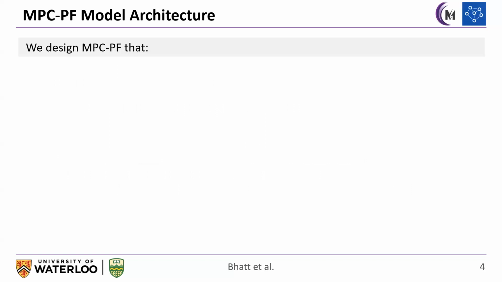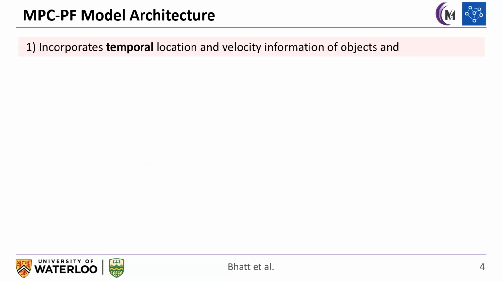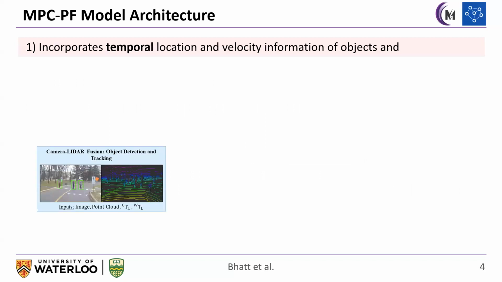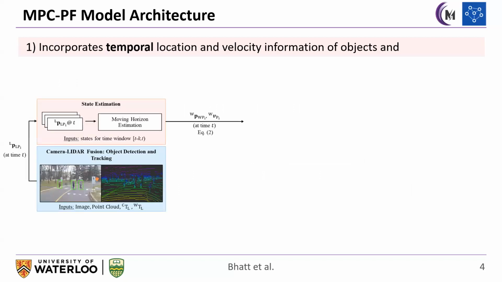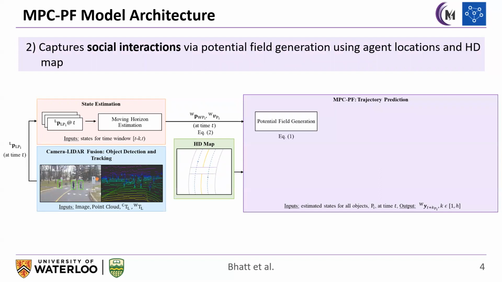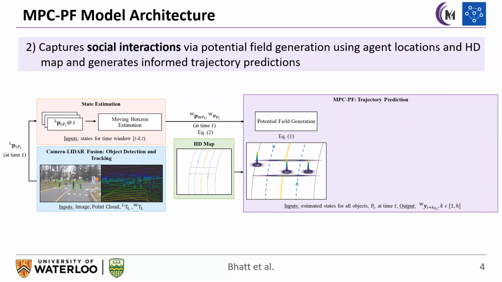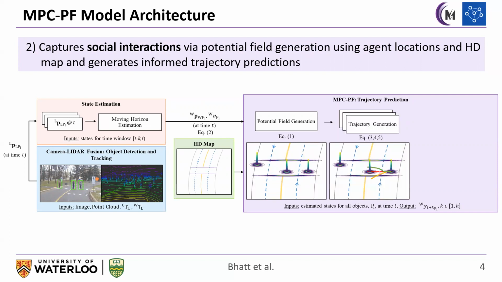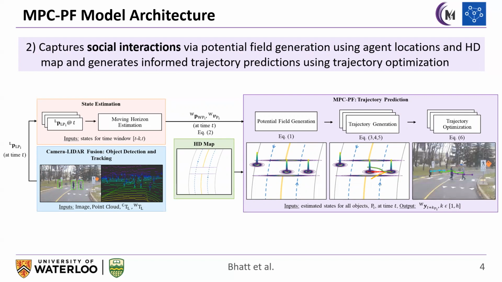We designed MPC-PF that incorporates temporal location and velocity information of objects via state estimation and incorporates social interactions via potential field generation using two pieces of information. The first is HD map and the second agent locations. We use this information in trajectory prediction for the first stage in trajectory generation, and then secondly in trajectory optimization to iterate over different possible trajectories.